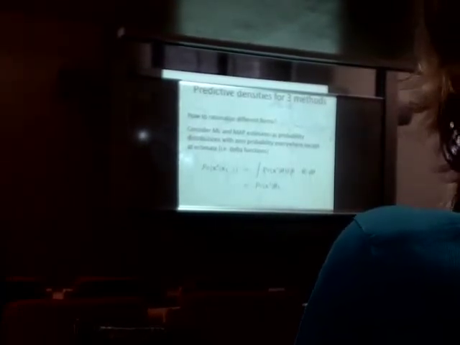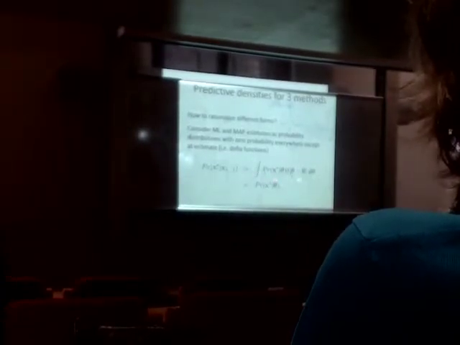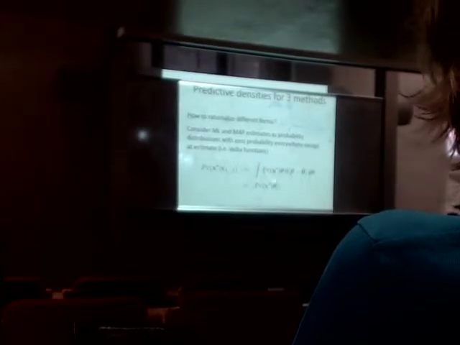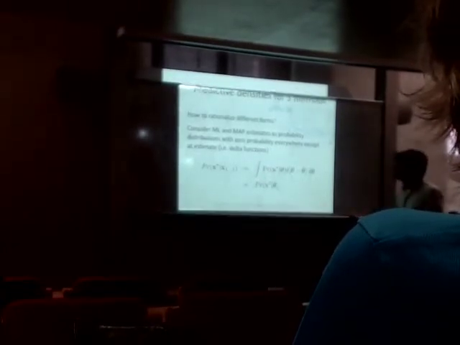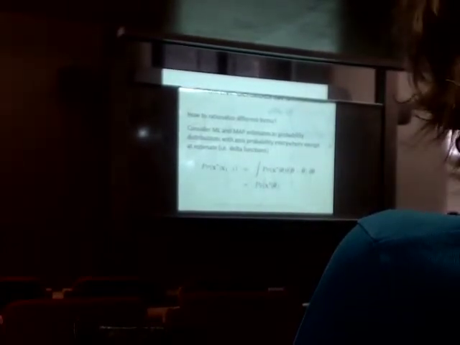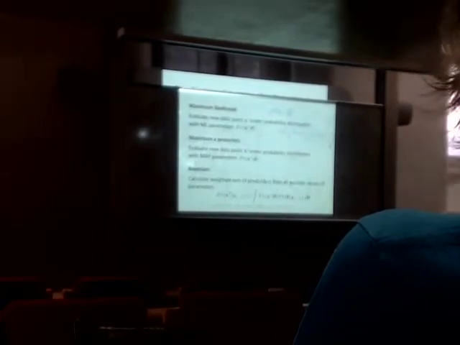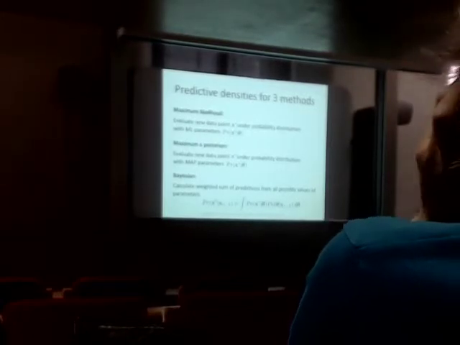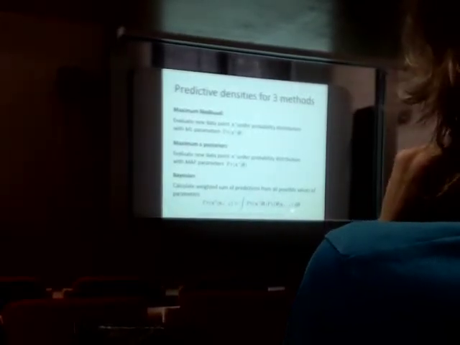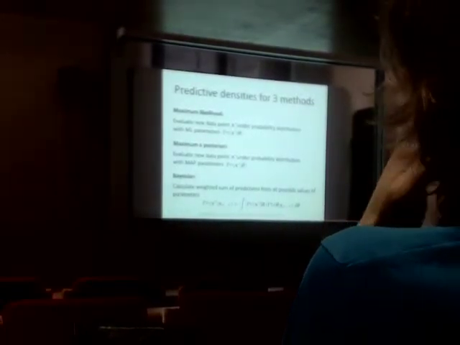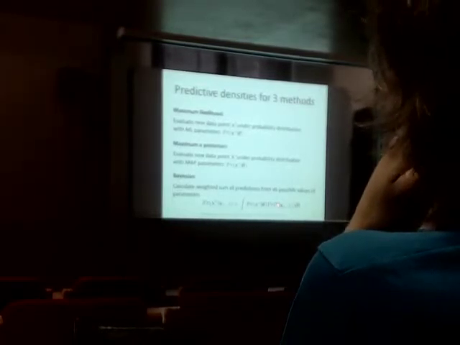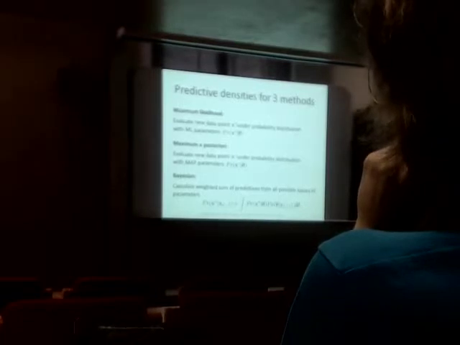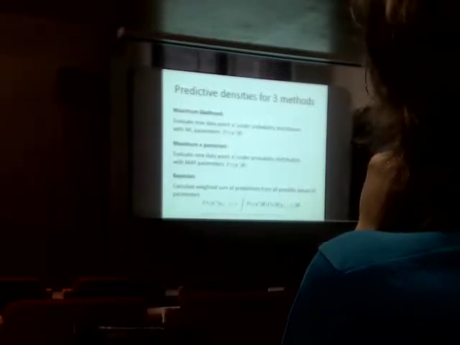Well, this is what's shown here, right? So you can make your prediction by computing... Sorry, this is not the right integral. This is the right integral. You basically average your predictions over the different parameters, and you weight each parameter by its posterior probability.